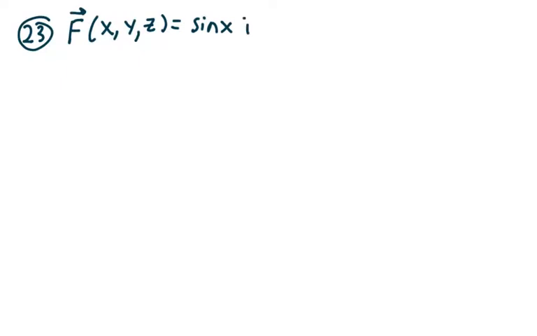If we take a look at 23, suppose we had the following. F of xyz equals sine of x times i plus cosine of y times j plus xz times k.